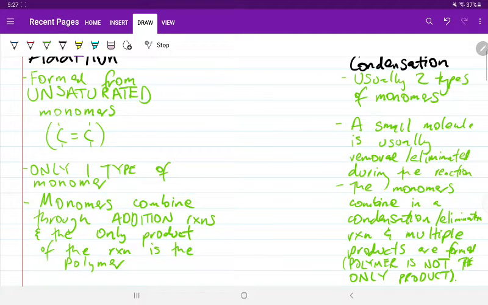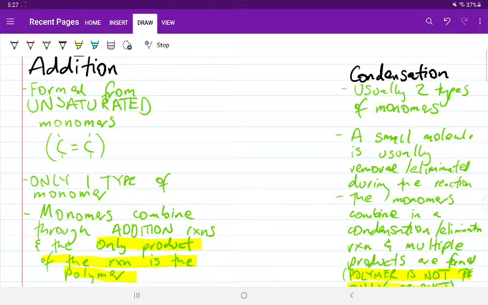Over here with addition, polymer is the only product. Condensation, polymer is not the only product. With addition polymers, the monomers combine through an addition reaction because the monomers are unsaturated, the monomers are alkenes.